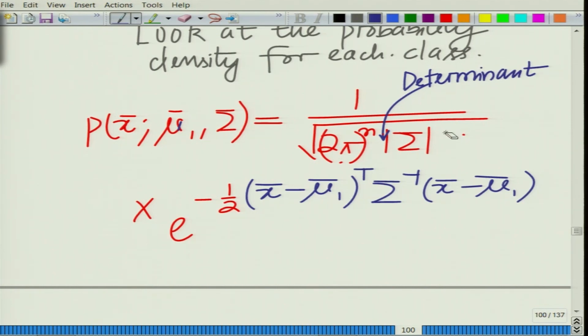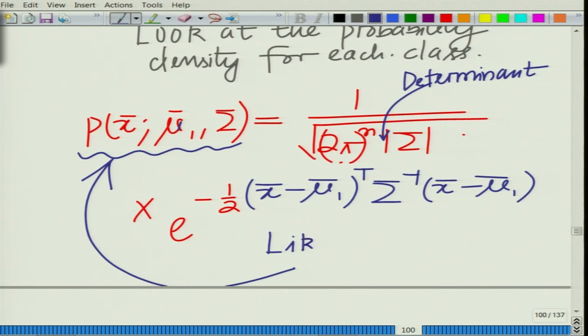Sorry, there is no n here. This is the determinant, minus half x bar minus mu1 bar transpose sigma inverse x bar minus mu1 bar, and this is the Gaussian PDF. In the context of classification or detection, this is termed the likelihood corresponding to class 1, because you are looking at it as a function of the different classes. x bar is fixed. The probability density function is basically a function of x bar, but now we are looking at a fixed point x bar with respect to the different classes, or the different hypotheses. Therefore, this is known as the likelihood.